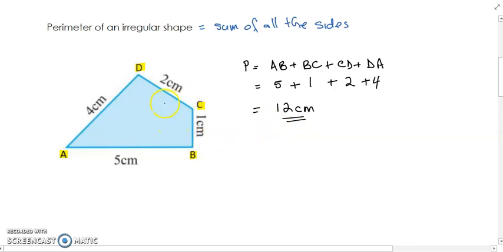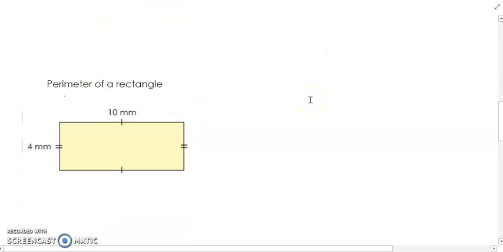Easy enough. You could have actually just looked at it and added it in your head. 5 and 1 is 6, 6 and 4 is 10, 10 and 2 is 12. You could have easily added this one. But once it gets a little more complicated, it would be nice to write down the sides. All right, so let's go down and look at another one.